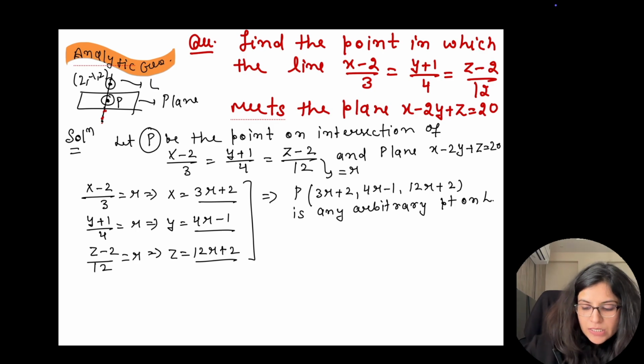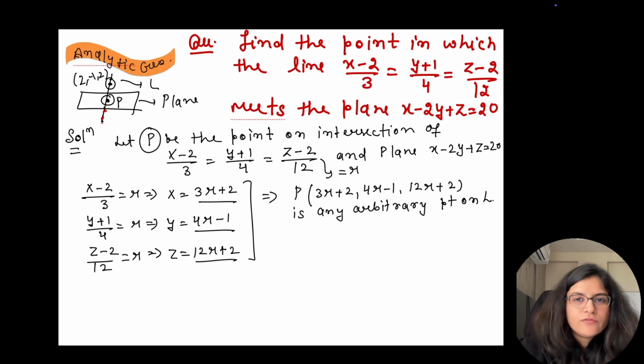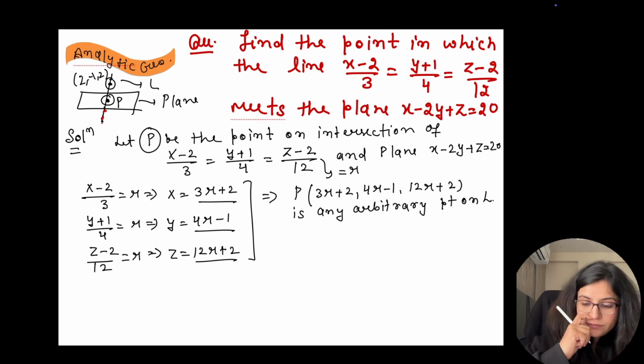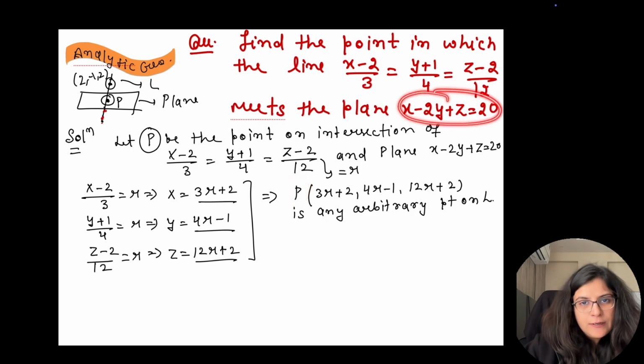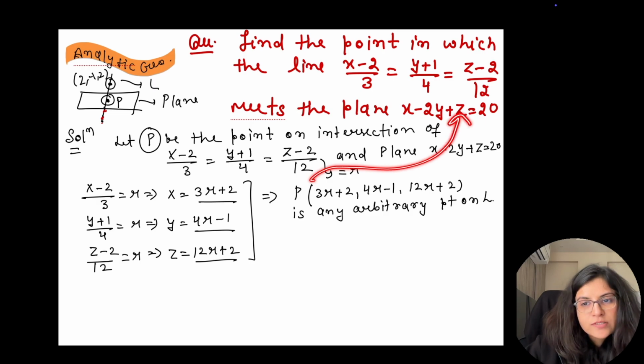Any point on this line will have these coordinates only, and depending upon the value of r, we will keep on getting different points of the line. But R की वैल्यू कहाँ से मिलेगी? Because this point passes through this plane as well. So you put this point into this plane and you will get the value of r.